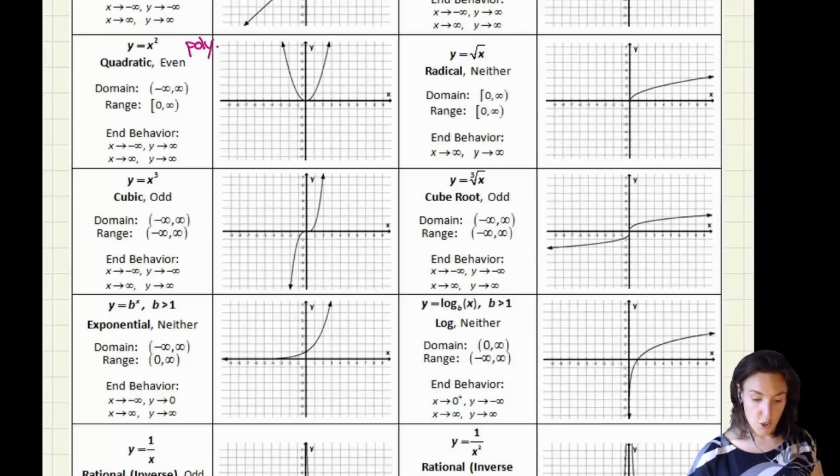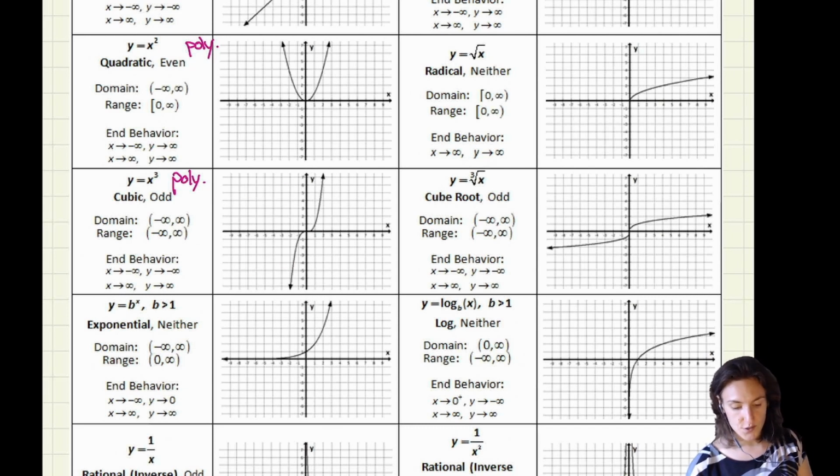Cubic. This is another example of a polynomial, where we only have the third order term. And this would be odd again because of that power of 3. And we don't see any issues with x, no vertical asymptotes, and I'm not seeing any issues with y. So our domain and our range are both all real numbers.